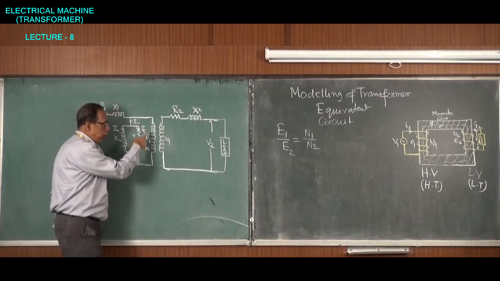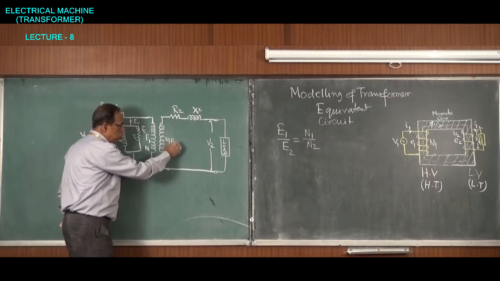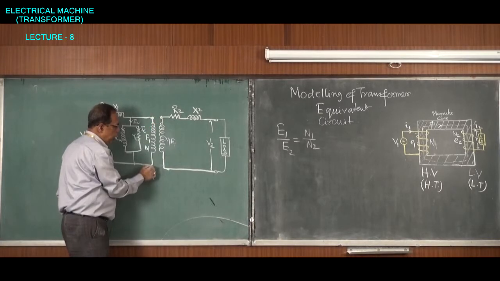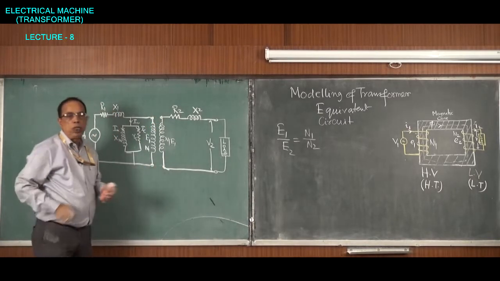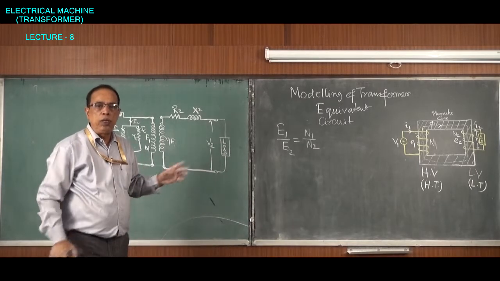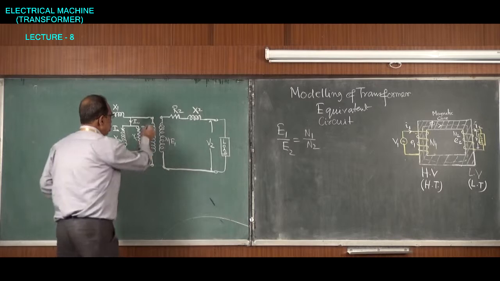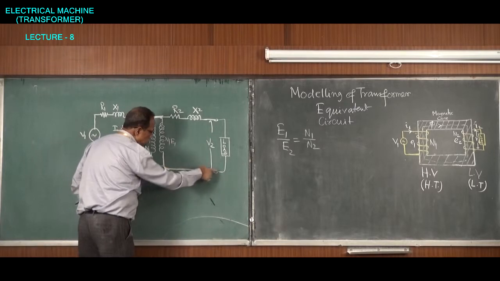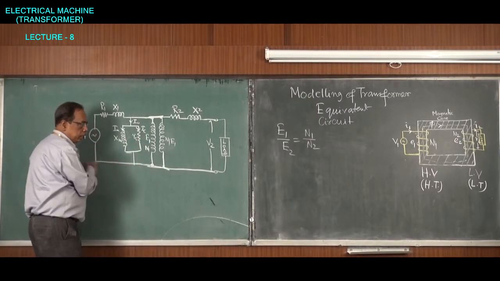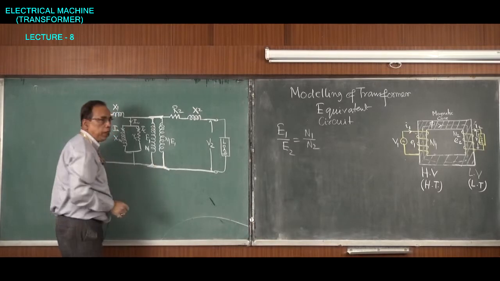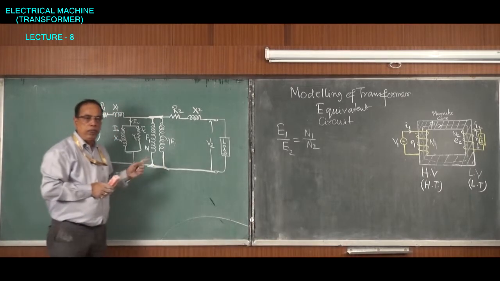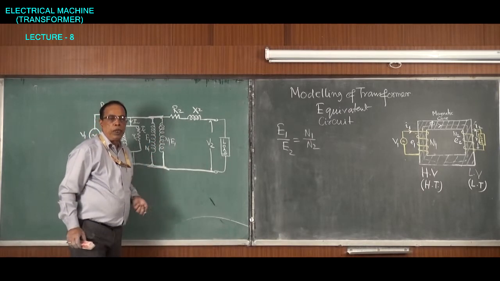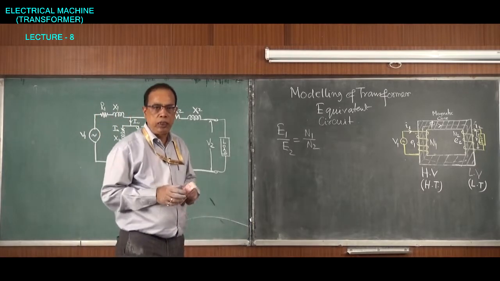So what will happen then? Here the voltage is E1, here also the voltage will be E1. So these two voltages, here and here, are both the same. As soon as the voltages are the same, we can join these two coils, because it is equipotential. At all points, potentials are the same. Here also the potential is the same, so I can join. But if I join these two, I am replacing this coil by N1. But how will it represent the actual situation?